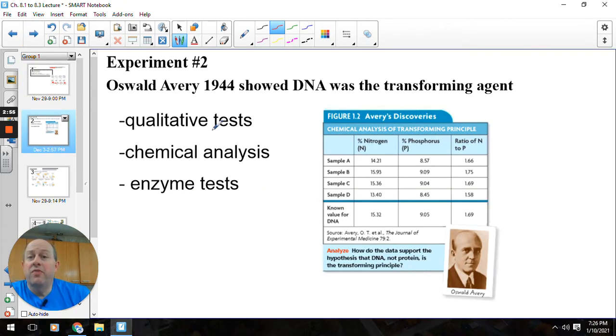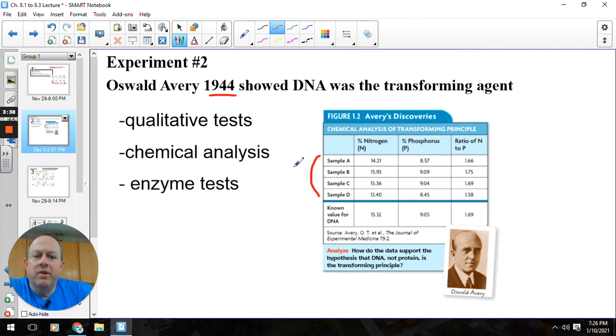So fast forward 16 years to 1944, and that should show you that science just doesn't happen overnight. It takes a while. Another scientist by the name of Oswald Avery was out to try and figure out what this genetic material was that Griffith used in his transformation. We'd narrowed it down to probably two possibilities, DNA or proteins. Avery ran some qualitative tests, and he noticed the same elements that were in the samples of Griffith were also in DNA. So that makes you think that it might have been DNA.